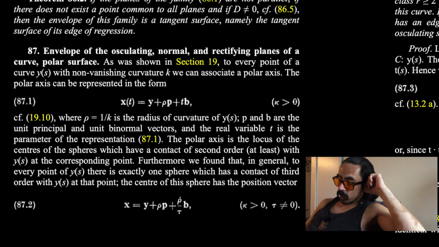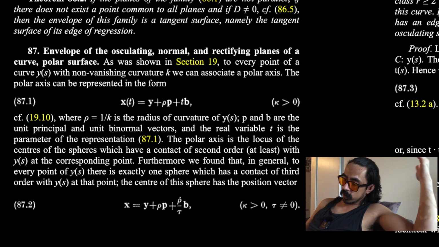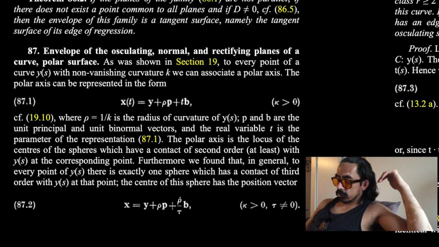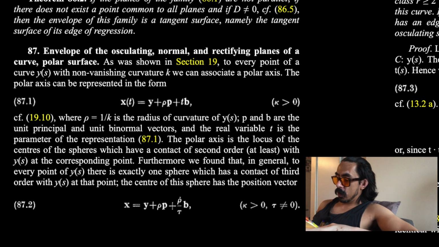And the real variable t is the parameter of the representation x of t equals y plus rho times p plus t times b. The polar axis is the locus of the centers of the spheres which have a contact of second order, at least, with vector y of s at the corresponding point. Furthermore, we found that, in general, to every point of y of s there is exactly one sphere which has a contact of third order with y of s at that point.